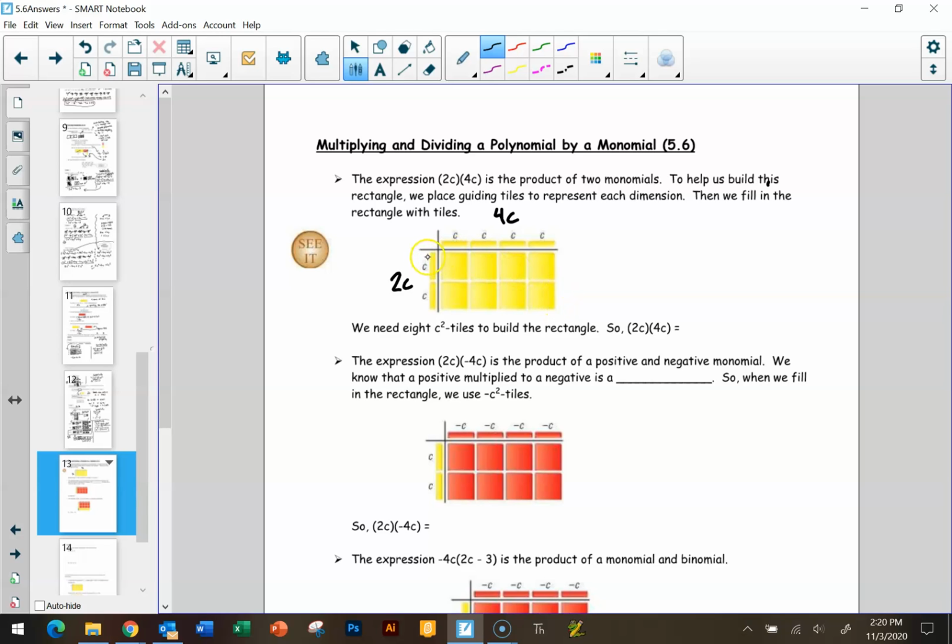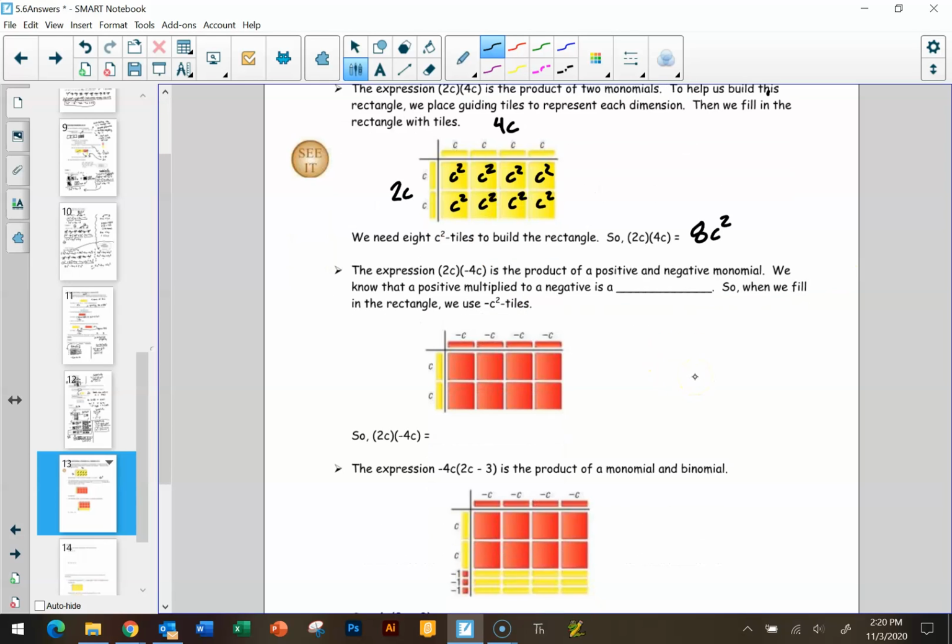So in order to make a shape that has this height and this length, or this width and this length, we would have to make a bigger square. So if you've got your 2c on the outside and your 4c on the inside, well, each one of these c times c's is going to equal a c squared. So in total here, we have 8c squareds. So 2c times 4c is going to equal 8c squared.